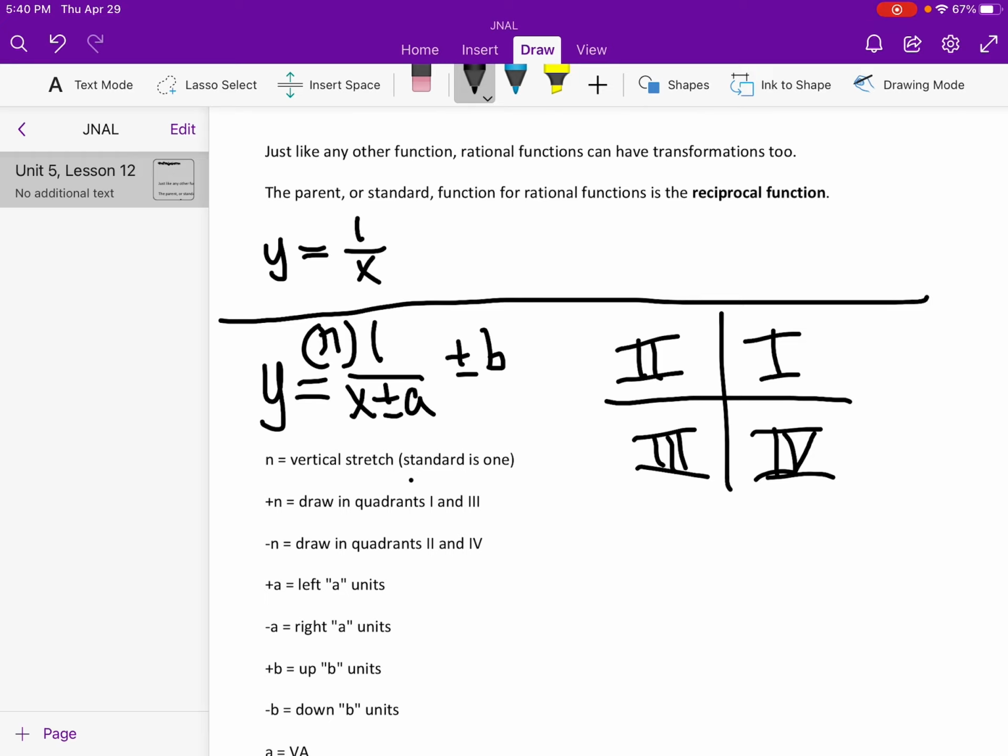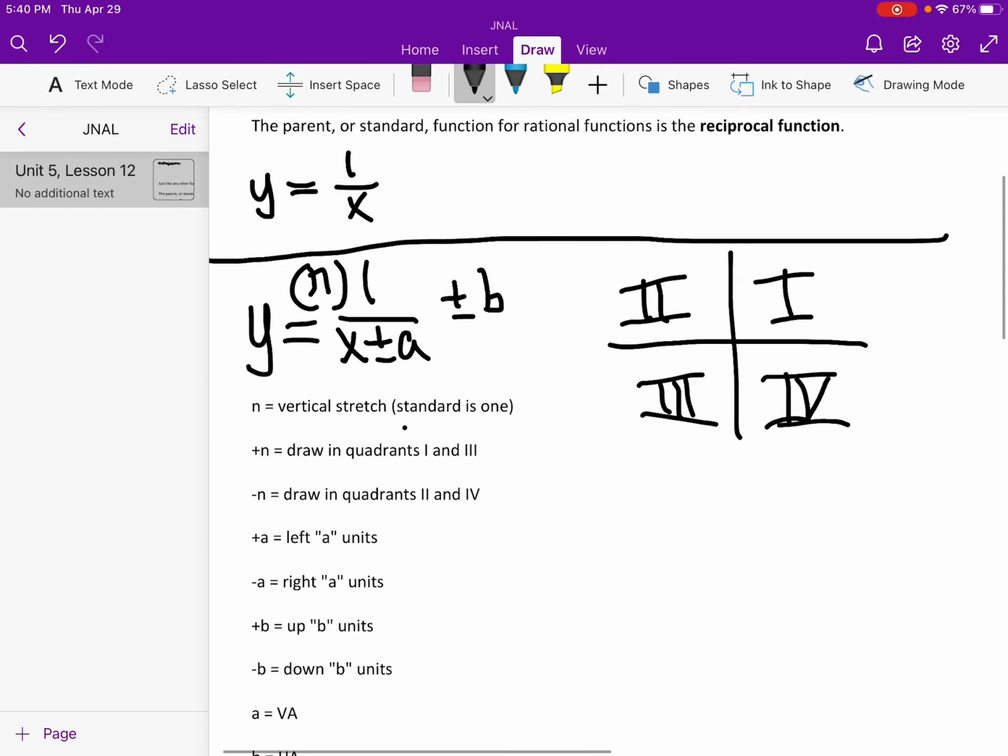And the standard or parent function of the rational functions are the reciprocal functions. So when we learned parent functions, I don't remember what unit that was, maybe unit 2. If you remember, one of them was y equals 1 over x, and that's basically what a rational function is, because the standard rational function, or parent, is basically just normal.